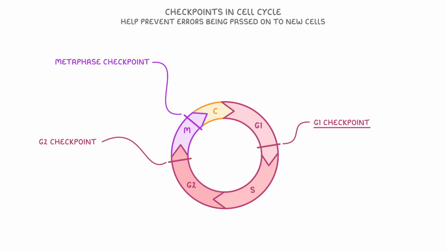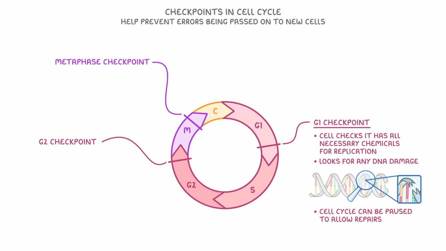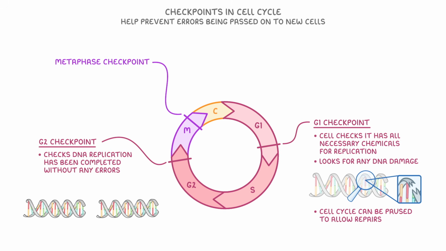Now, if we go back to the G1 checkpoint, the cell checks that it has all the necessary chemicals needed for replication and looks for any DNA damage. If any issues are found, the cell cycle can be paused in order to allow repairs, but if everything is in order, the cell moves on to the S phase. After the S phase, the G2 checkpoint checks that DNA replication has been completed without any errors. If there are errors, the cell will try to repair these mistakes before proceeding to mitosis.